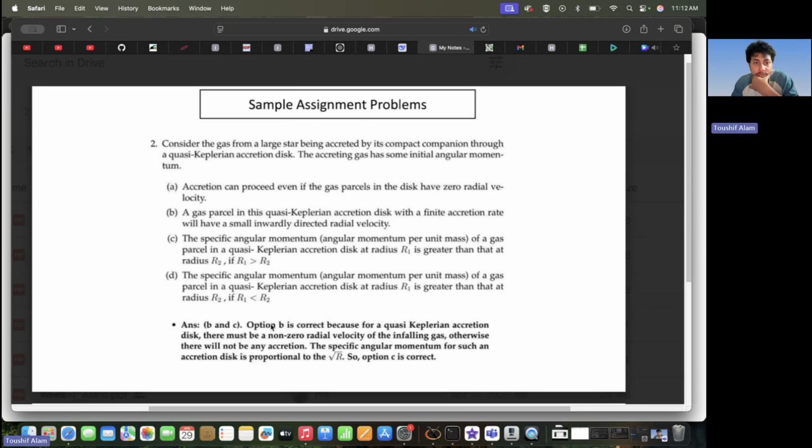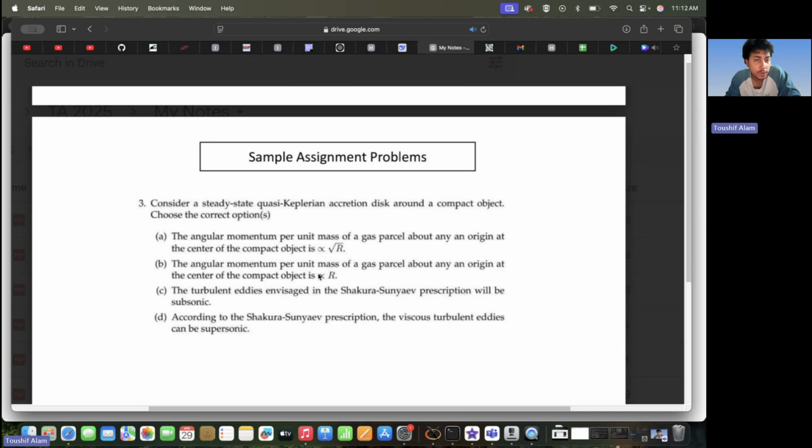So we have that options B and C are correct. For a quasi-Keplerian accretion disk there must be non-zero radial velocity of the infalling gas, otherwise there will not be any accretion. The specific angular momentum for such an accretion is proportional to root r. Option C is correct. B and C are the correct options.